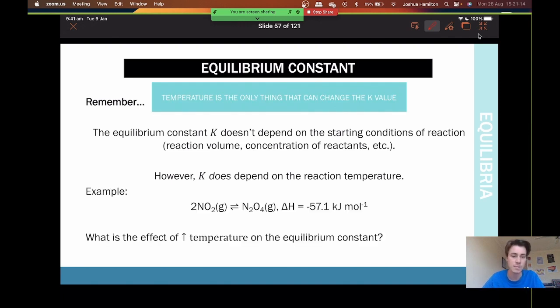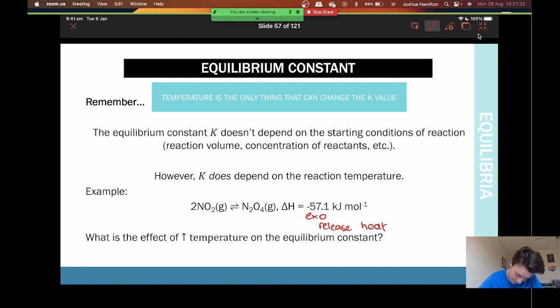In this sense here, if I increased the temperature of this equilibrium, we're going to go into this in a little bit more detail with Le Chatelier's, but if you think about it, this is an exothermic reaction. Exothermic reactions release heat.